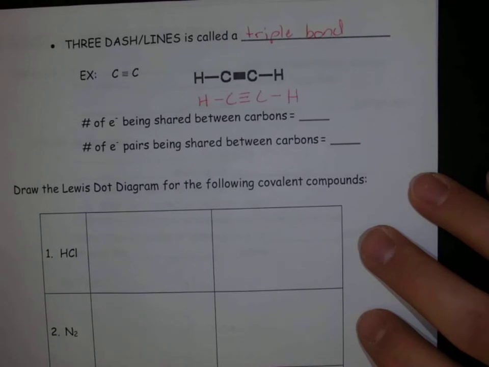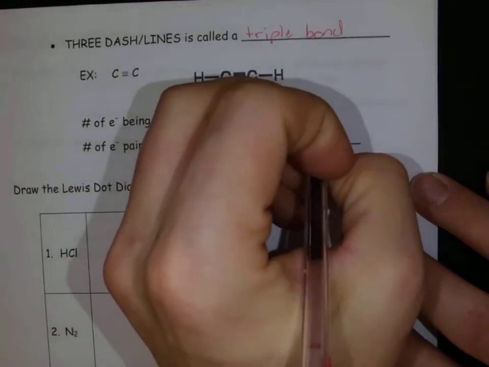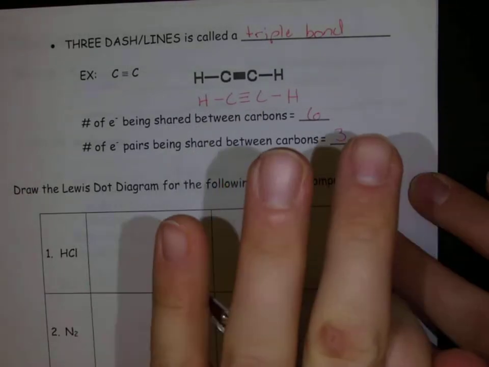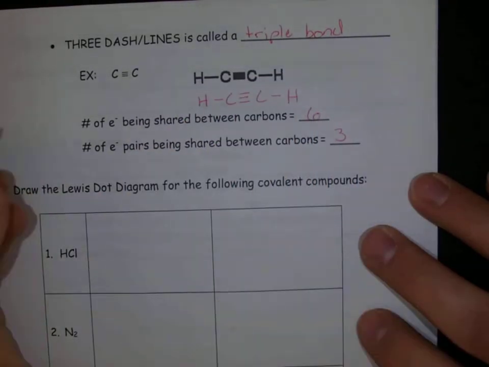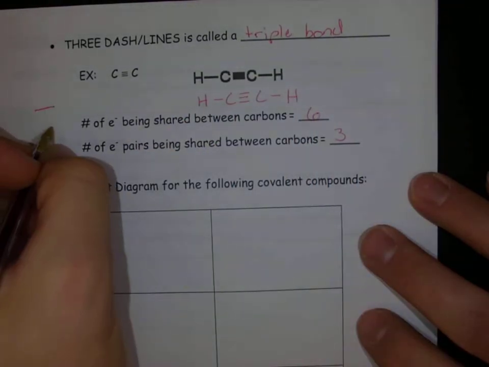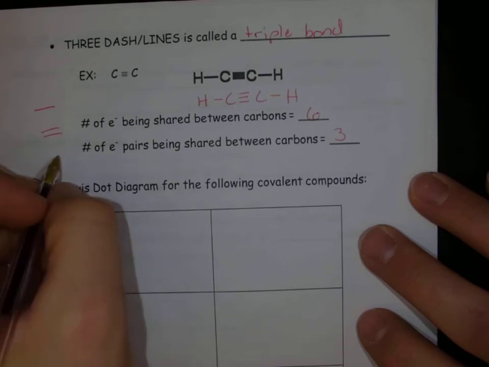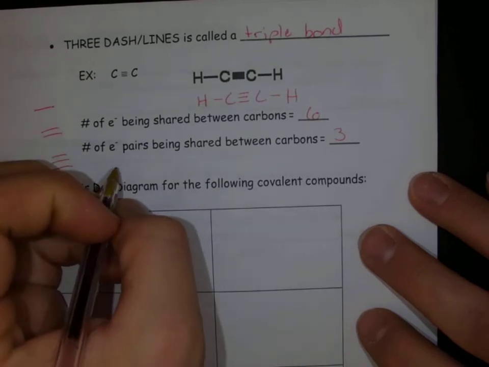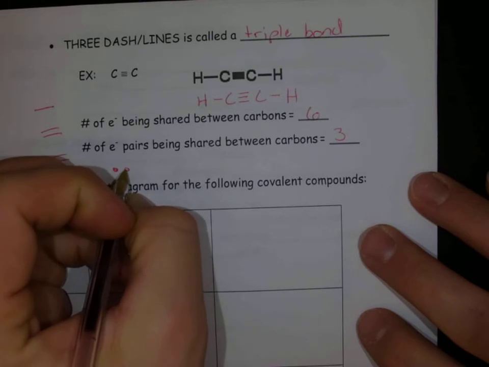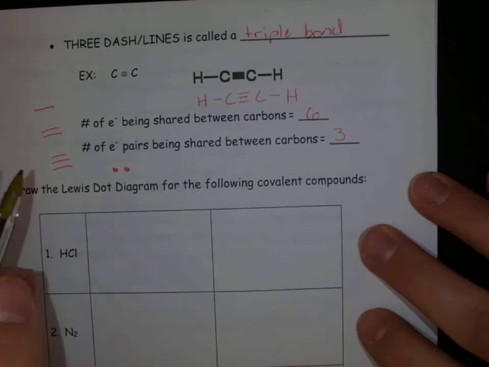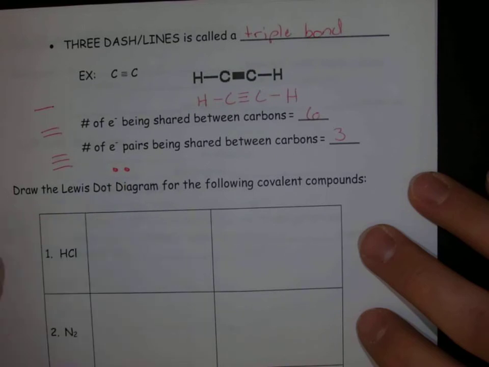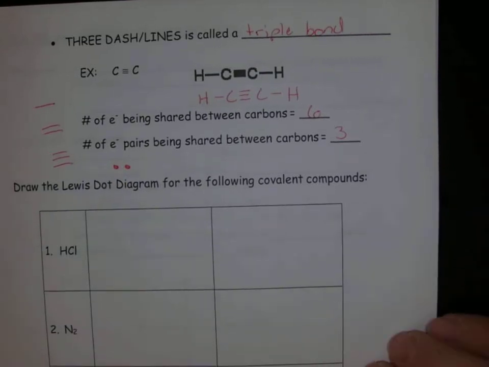A triple bond has 6 electrons and 3 pairs that are getting shared between them. So these are our 3 different types of bonds that we can make. We can make a single bond, that's just 1 line. We can make a double bond, which is going to be 2 lines, and we can draw a triple bond, that's going to be 3. We can also draw lone pairs. When we draw lone pairs, it's just sitting on 1 atom, and we're going to have 2 dots. That is a lone pair of electrons.